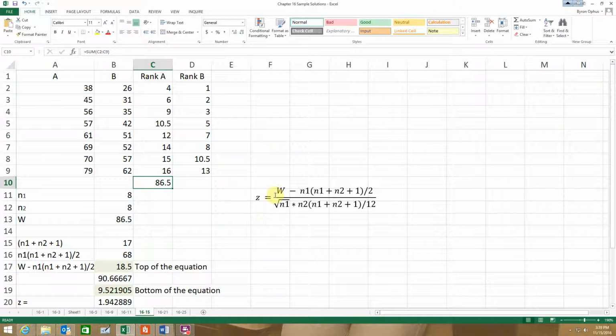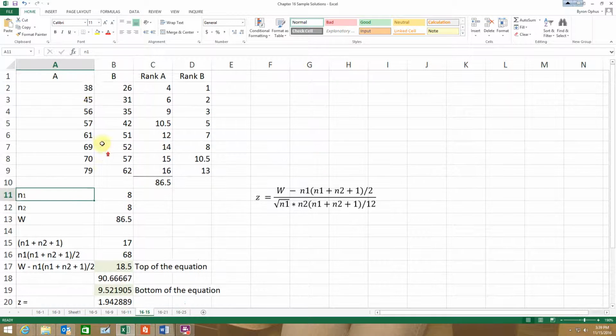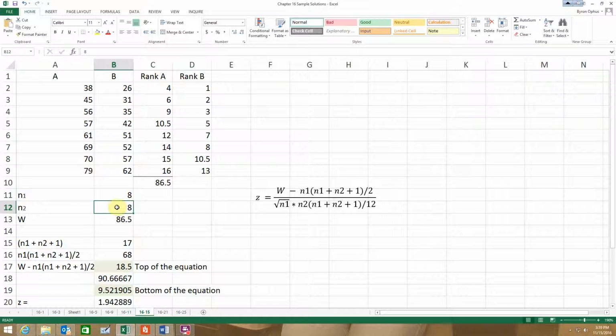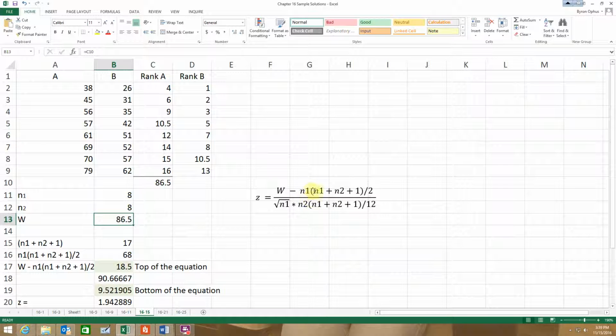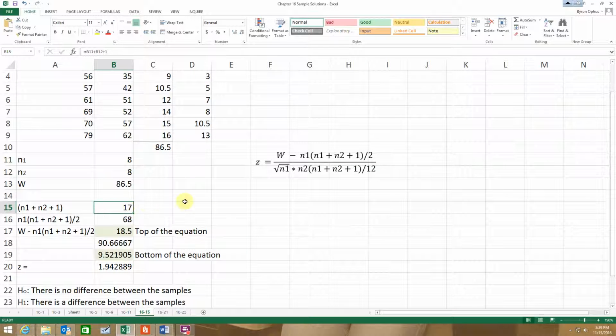So I set it up, like I often do, by dividing the formula up. First, I know my W is here. My N1, or my sample size for the first population, is 8. My sample size for the second population is also 8. Okay, so my N1 is 8, my N2 is 8. Yours, I believe, are 8 and 9. Okay, and my W, 86.5, which I have. I did it this way because this N1 plus N2 plus 1 is on both the top and the bottom. So I just simply set equal to my N1 plus my N2 plus 1. Okay.